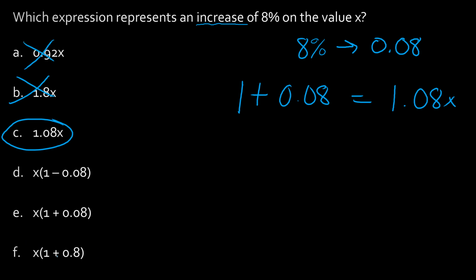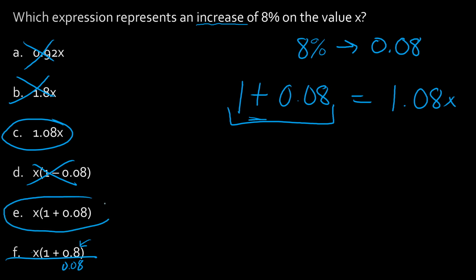So now let's look at these answer choices here. This subtraction one, that one is false because I am adding, right? In this expression here, I'm adding, so it cannot be this one. Now if I'm looking at these last two answers, this bottom one here is missing a 0, right? This should be 0.08, so it can't be that, which means it's going to be C and E. When I simplify this, I get x times 1.08, which is the same as 1.08x.